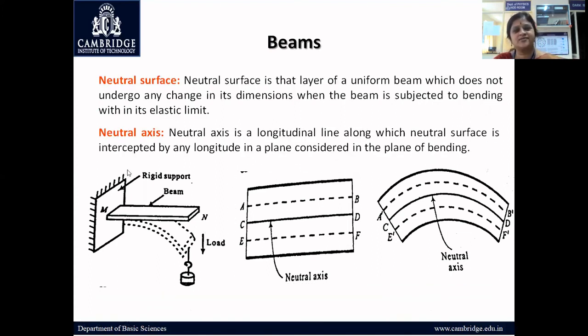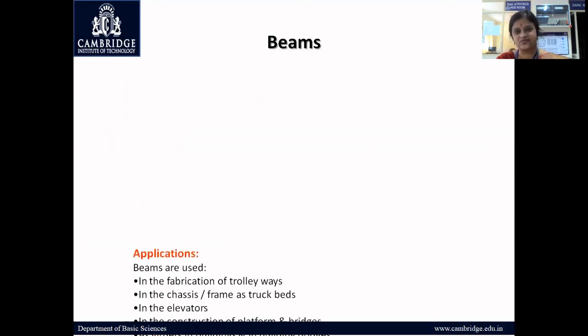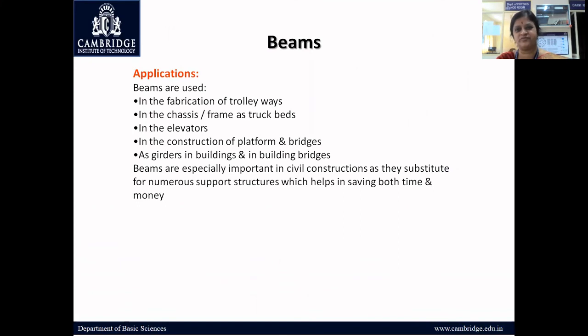So what is a neutral axis? Neutral axis is the longitudinal line along which the neutral surface is intercepted by any longitudinal plane considered in the plane of bending. That is called the neutral axis. So I think it's clear. Neutral surface, neutral axis, what is a beam, types of beams. And the last one is applications of beams.